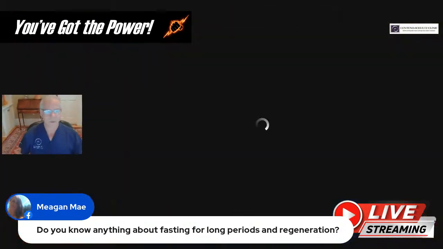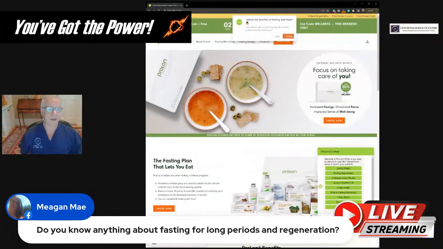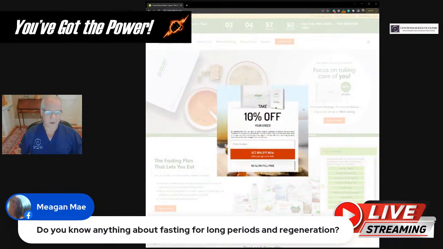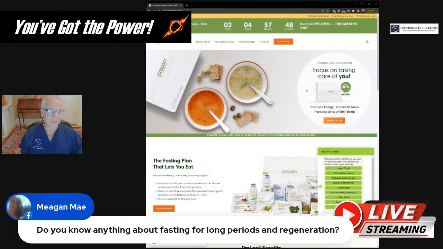I don't work with this company. I don't get any money from this company. But this is a company called Prolon. They make a fasting mimicking diet. You get this little pack and you eat what's in the pack, which is what it looks like down here. And that type of calorie restriction has all sorts of benefits, not the least of which can be an improvement in stem cell activity within the body.